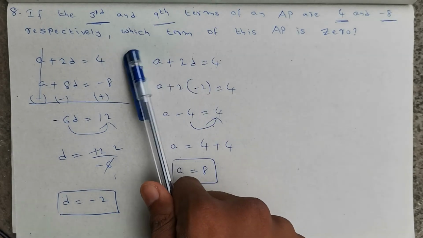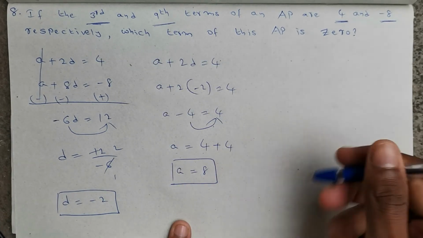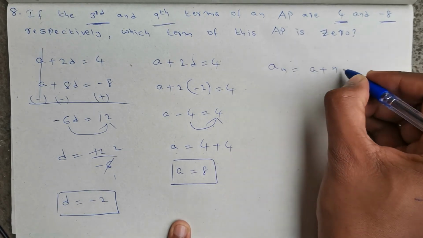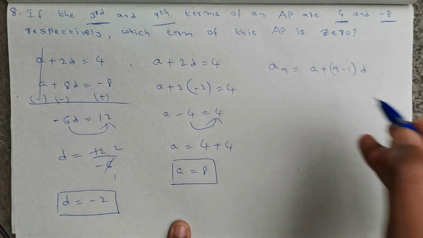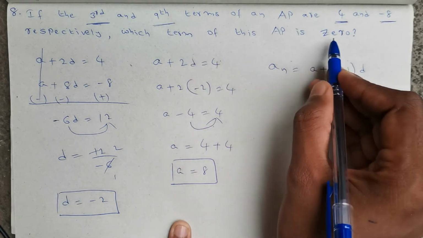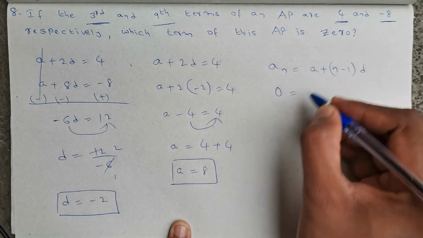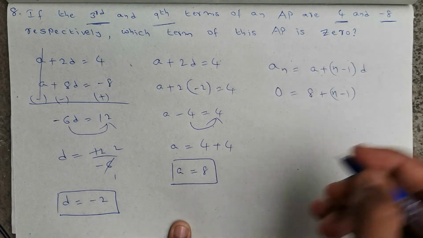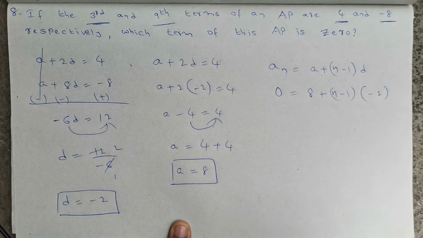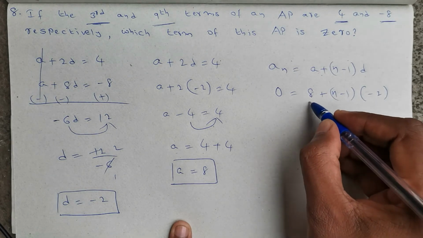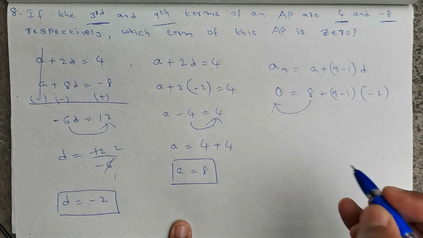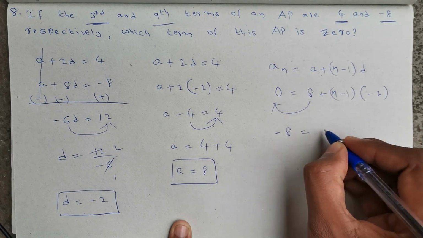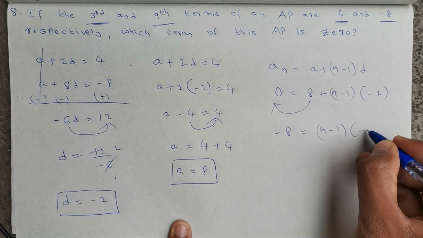Now we got the a, that is first term, as well as common difference. Then he is asking which term of this AP is 0. So nth term formula. An is equals to a plus n minus 1 into d. An, that term is 0, is equals to a is 8 plus n value we don't know, minus 1 of d value is minus 2. Now this 8 I will take to the left side. Here 0 is there, so no problem with the 0. Directly plus 8 will become minus 8 is equals to n minus 1 of minus 2.